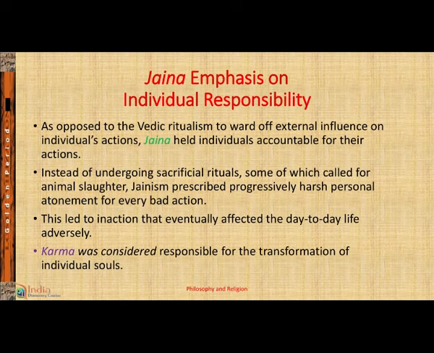So instead of undergoing all those sacrificial rituals in Vedic times, where there was animal slaughter also, they prescribed progressively harsh personal atonement for every bad action. You do a bad action and then you do atonement, and if you do another bad action, then it becomes progressively harsh. This led to inaction that eventually affected life at worst.